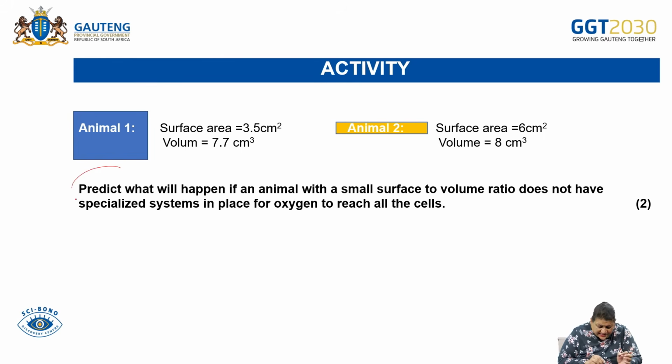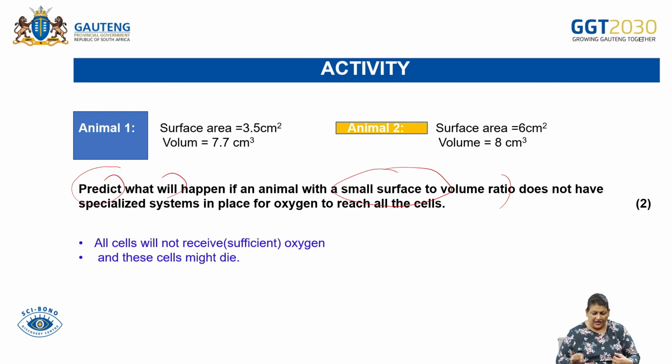So they say predict what will happen if an animal with a small surface area to volume ratio, like humans and lions, does not have a special system. If we don't have lungs, what's going to happen? We have lungs because we can't breathe through the skin. What happens if we did not have lungs? What happens if the fish could not breathe through the gills? What happens if the locust did not have the tracheal system?